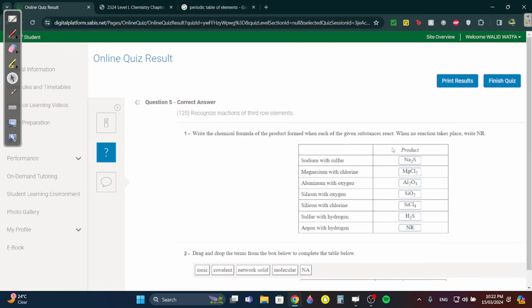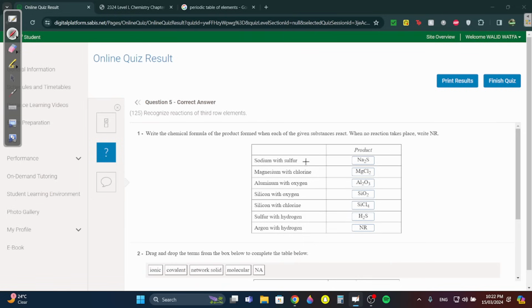Question 5, and this is the bad one. This is the one. I'm convinced a question like this will definitely come in the exam, whether it's written or multiple choice. It will come.